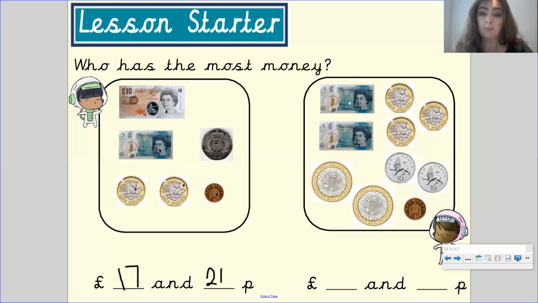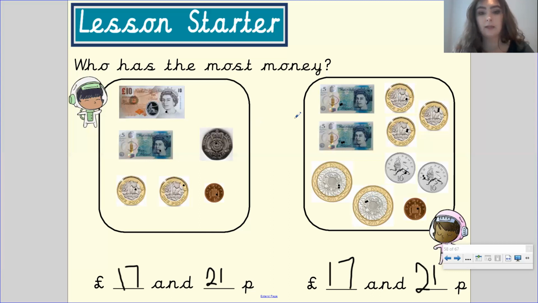Okay, and the next one, let's look at the pounds and then the pence. So we've got a £5 note, a £5 note, two £2 coins, three £1 coins. So let's add those together. £5 add £5 makes £10. Add another £2 makes £12. Add another £2 makes £14. Add 1 is 15. Another is 16. The last one is 17. So again, £17. And then let's have a look at the pence that's left over. You've got 10 pence, 10 pence, 1 pence. So let's add them together. 10 add 10 is 20. Add 1 is 21 pence.